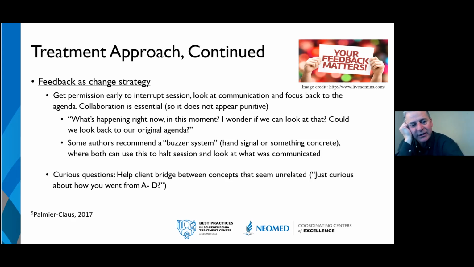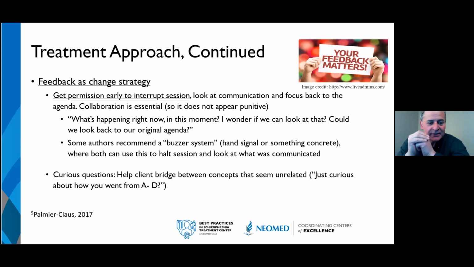I'm wondering what's happening right now in this moment. I wonder if we could look at it. You could also do a buzzer system, raise your hand or hit a buzzer if you have one. You can do that if you want something a bit more concrete. Just again, to provide that context, to use that moment to look at what's happening.